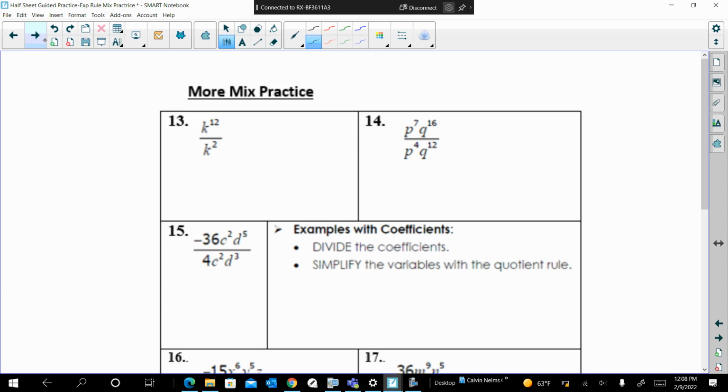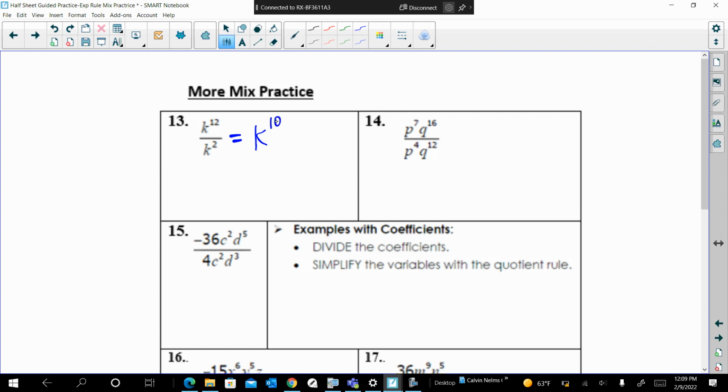All right, so the last page. Now we're going to do mixed practice with quotient rule division. So when we are dividing exponents with the same base, like on 13, what would this answer be? Yeah, k to the 10th power. You just subtract the exponents.